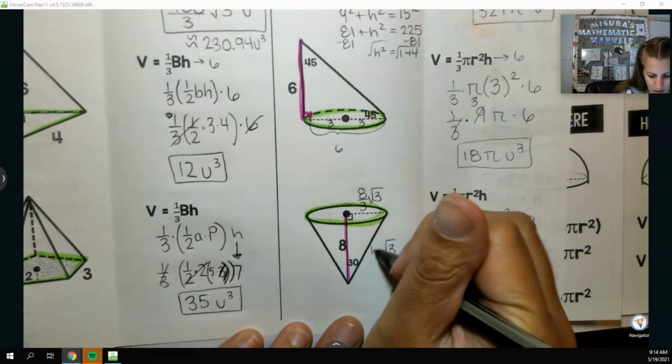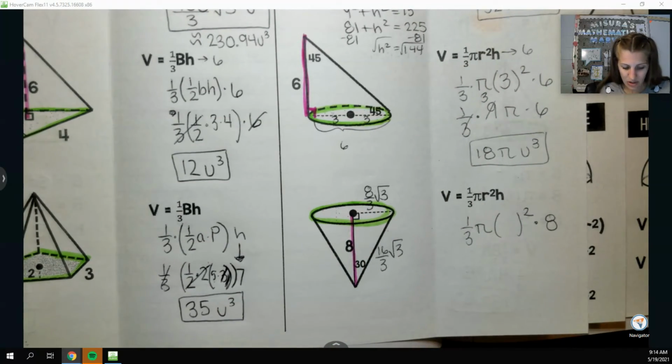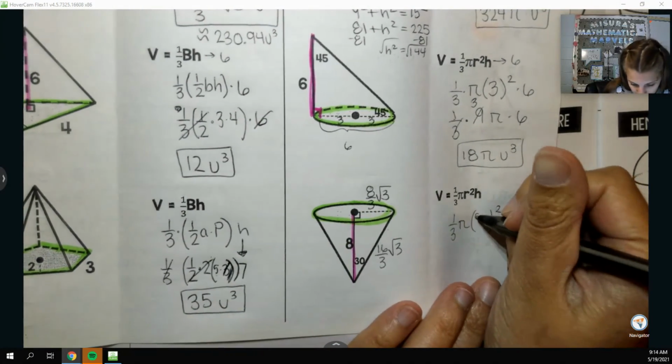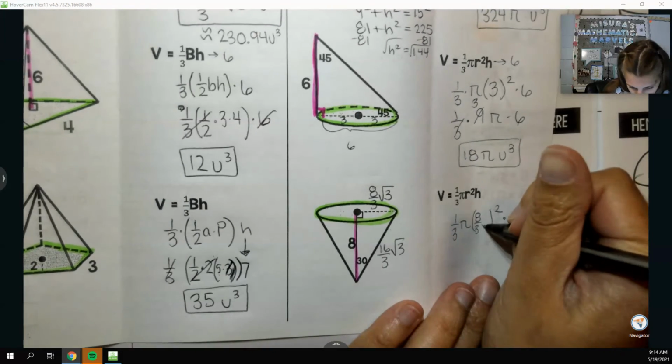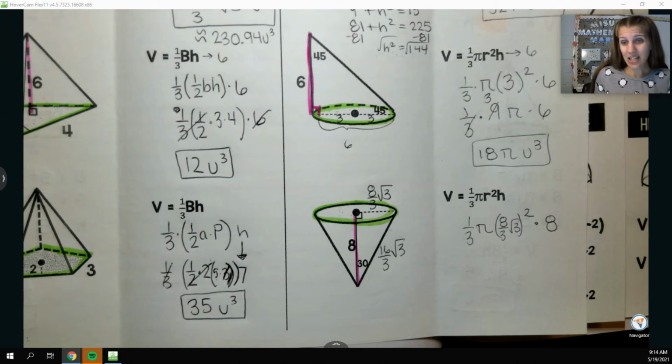And then this one would double and it'd be 16 over 3 root 3, not that we really need it. We just needed that radius, which is a big old yuck: 8 over 3 root 3. But we're going to square it, which is actually nice because we're going to really just square all the things.